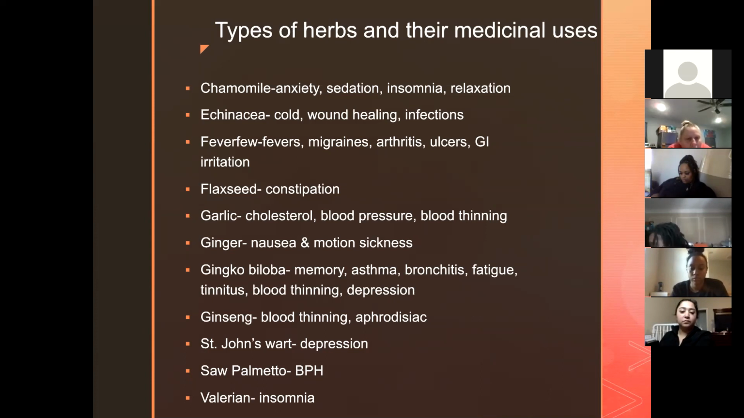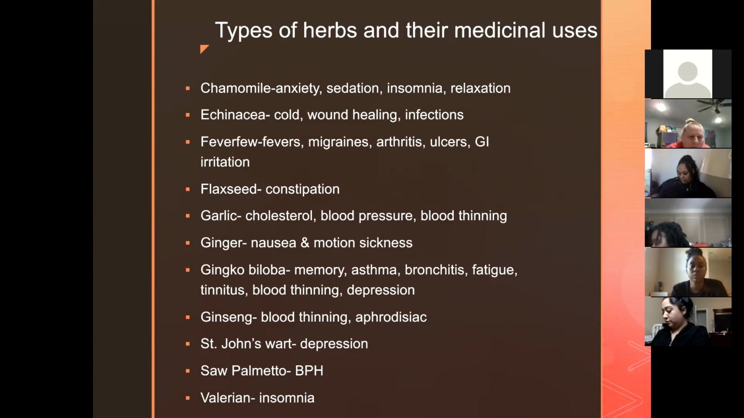Echinacea is great for colds. It's great for wound healing and infections, right? Feverfew, I haven't had a whole lot of people use feverfew, but it's good for fevers, migraines, arthritis, ulcers. Lavender, if you get organic lavender, I make lavender lemonade and it is great for migraines as well. So that's just a tip from me, just because I can attest to that one.